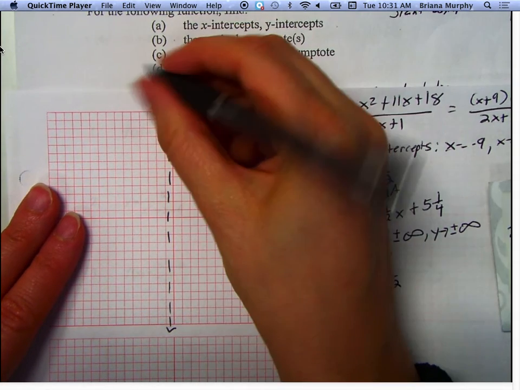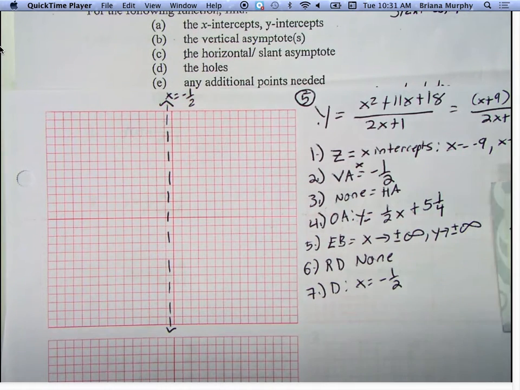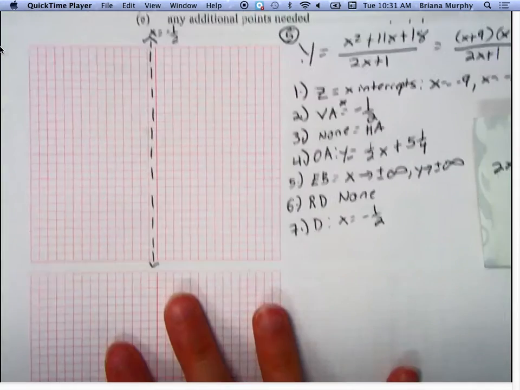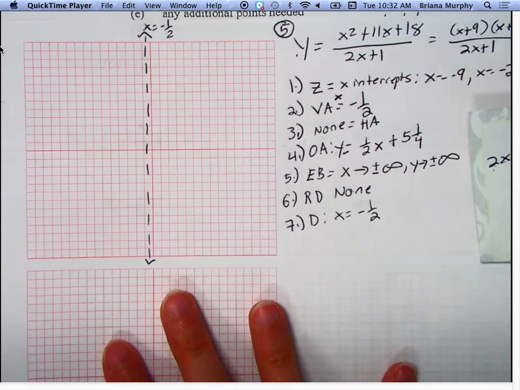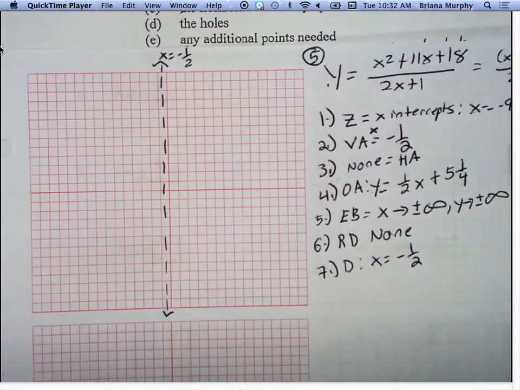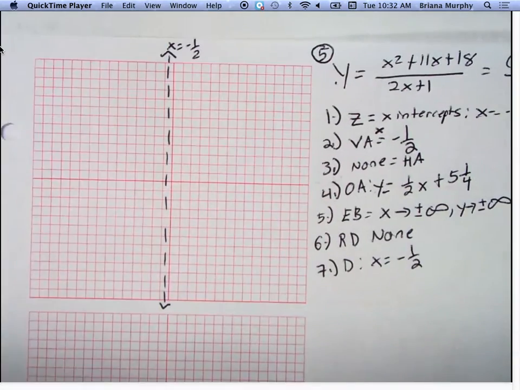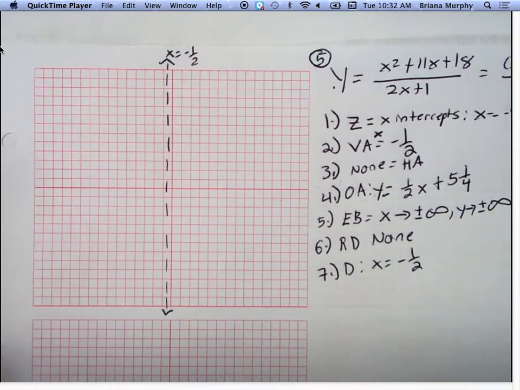I'm going to put x equals negative 1/2 at the top. If you did not do that on your test, you will not get full credit. If you don't put what it equals at the top, you will not get full credit. I want this to be blank so you can see what I'm talking about. There we go. Okay. Now, I don't have any horizontal asymptotes, correct?